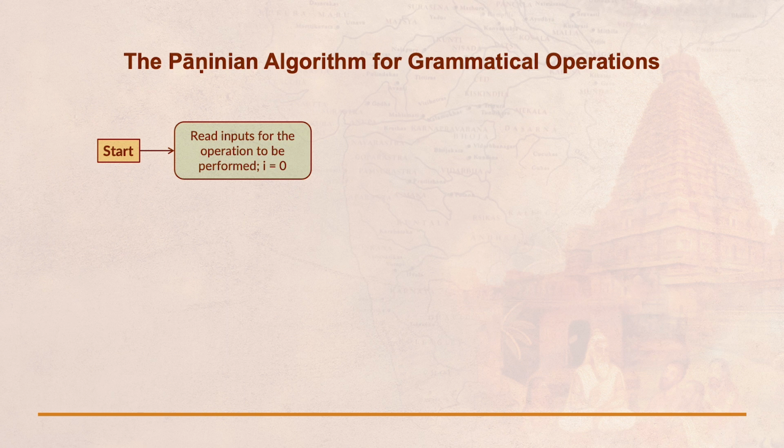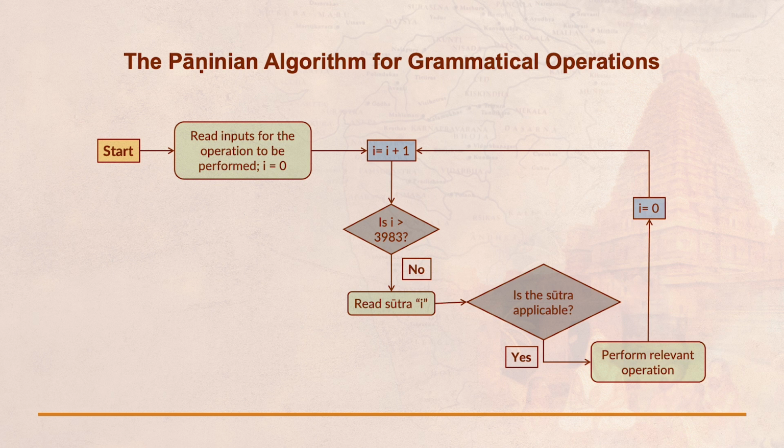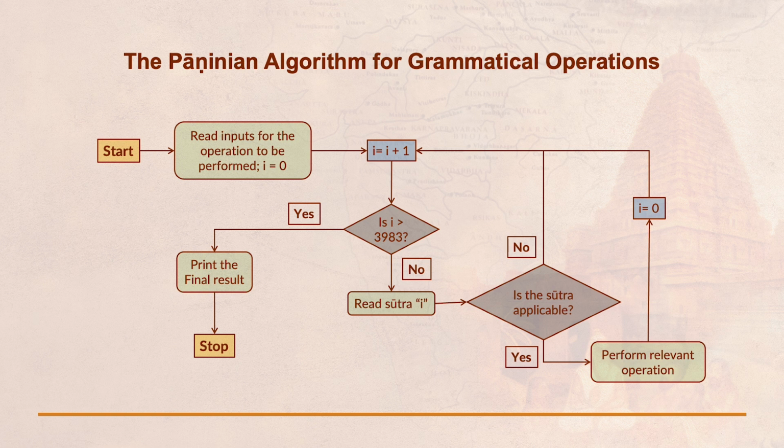So here is a flowchart representation of this entire logic. We start and read the inputs for the operation to be performed. Let I equal 0. Now make I equal to I plus 1, which means you take the first rule. First of all, you check whether we have reached the end of the rules. No. Then read the sutra for the ith rule. First rule means first sutra. See if this sutra is applicable. If it is applicable, perform the operation. Whatever the sutra is saying, make the transformation accordingly. Reset the counter to 0.